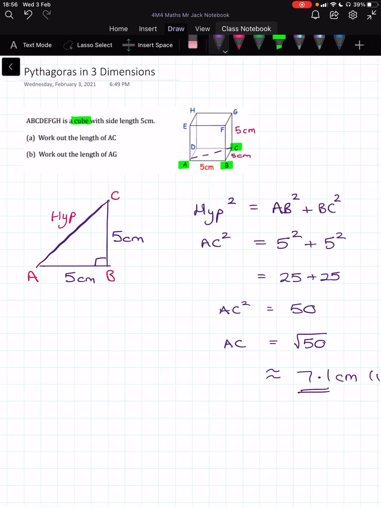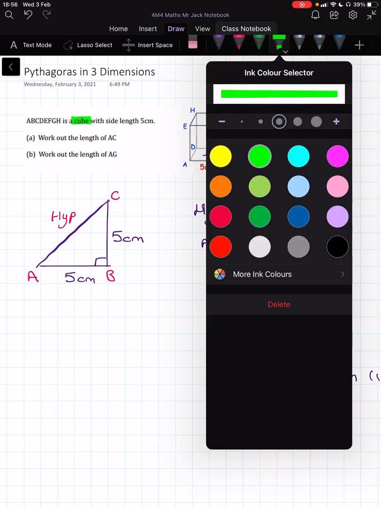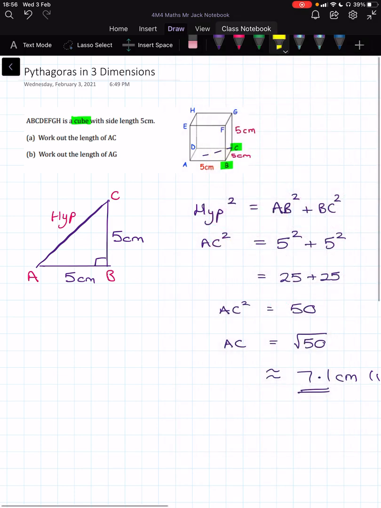So AC is 7.1 centimeters to one decimal place. Now this next bit is really quite interesting because we're asked to work out the length of AG. I'm just going to change the color of my highlighter here just to try and make things a bit clearer. So we've been asked to go from A to G. So that's going from the front of the cube to the back of the cube.